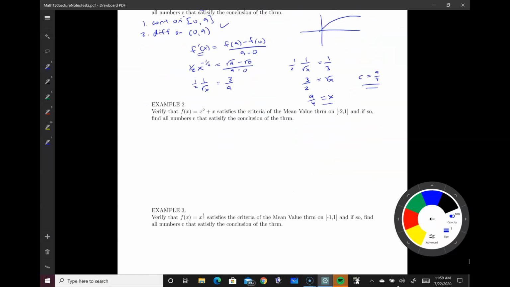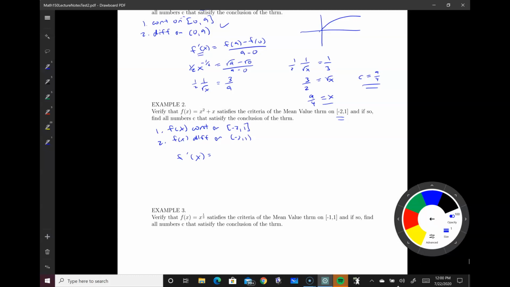All right, let's look at this one. Here I have this interval. Let's first see if it satisfies the criteria. This is continuous on [-2, 1] because it's a nice parabola. This function is differentiable on (-2, 1). Okay, so let's go find it and set up. I'm going to encourage you to just go slow.